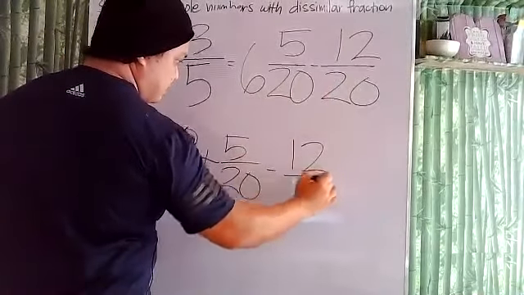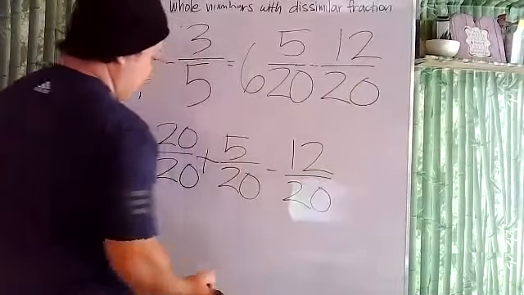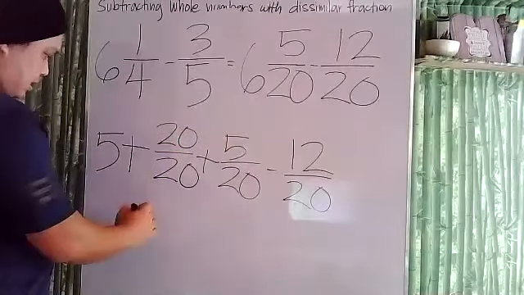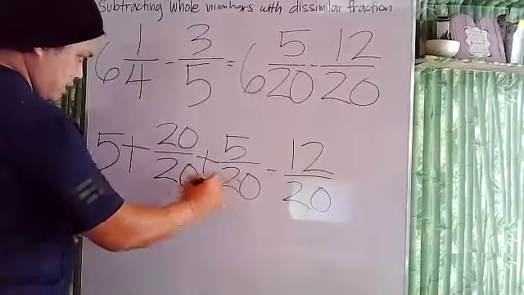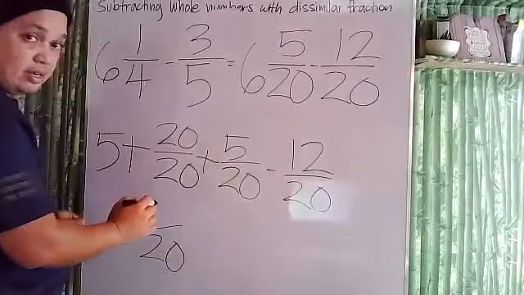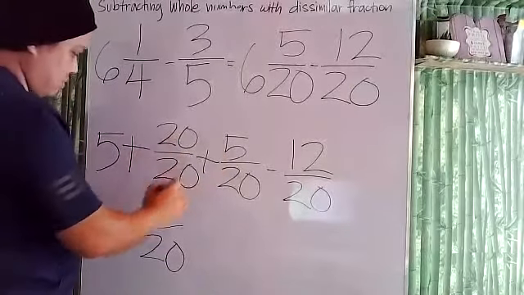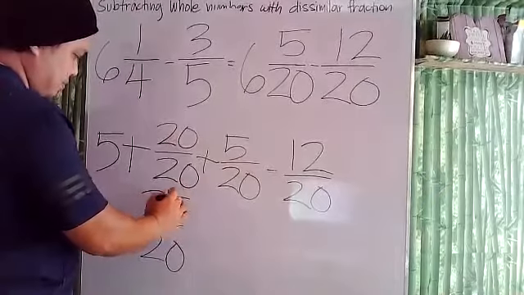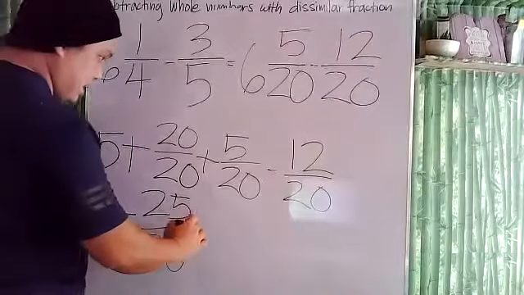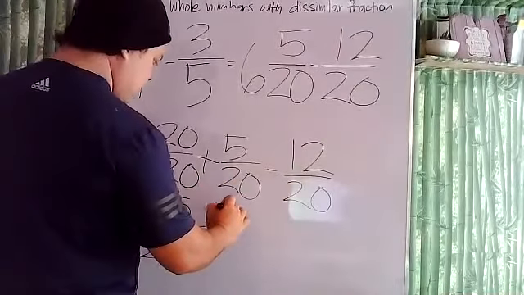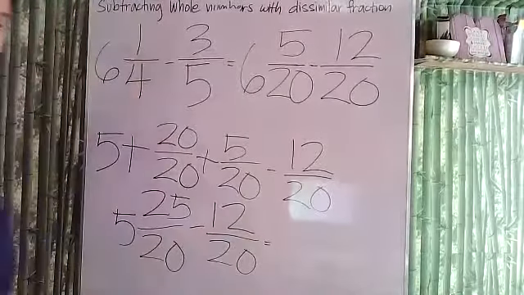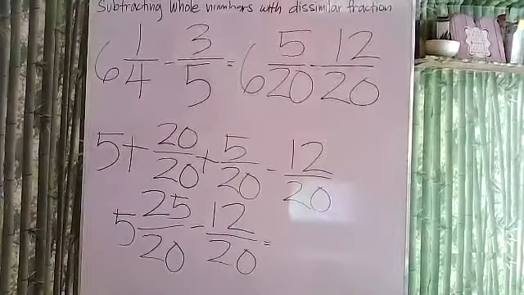Okay, now let's add this. Copy their denominator, which is 20. Add their numerators, which is 20 plus 5, that's 25. And 5 for the whole number. Okay, minus 12 over 20, minus 3. Okay, that's how you do it.